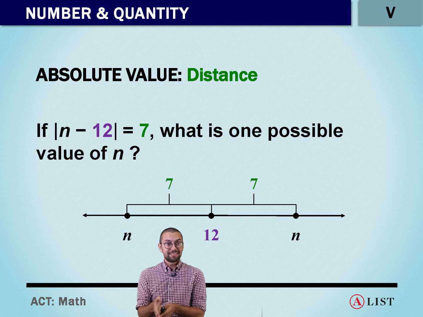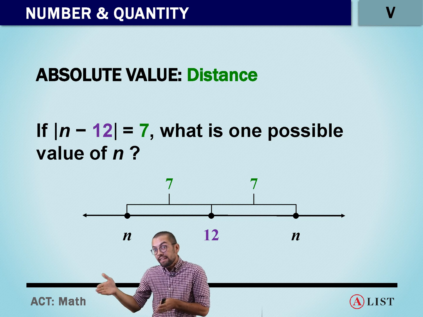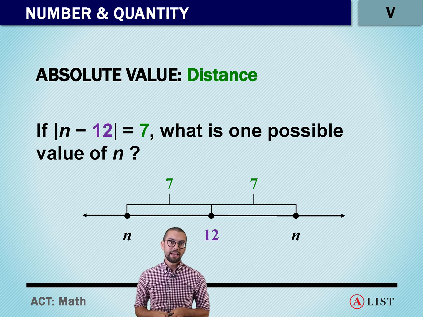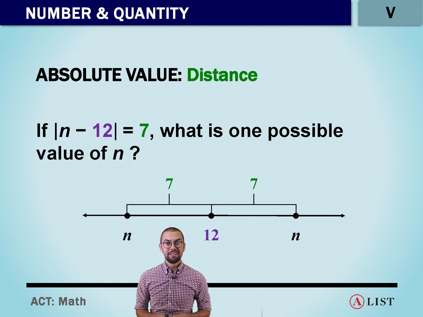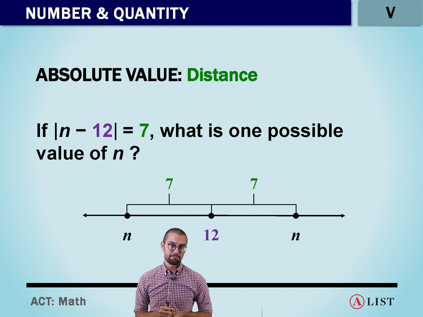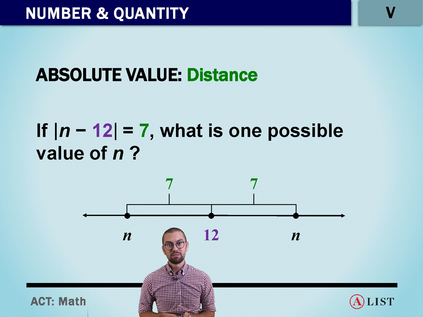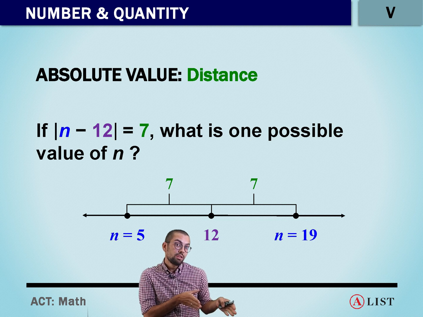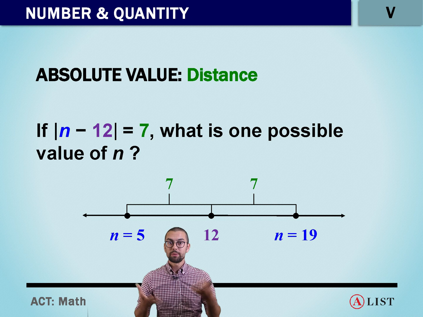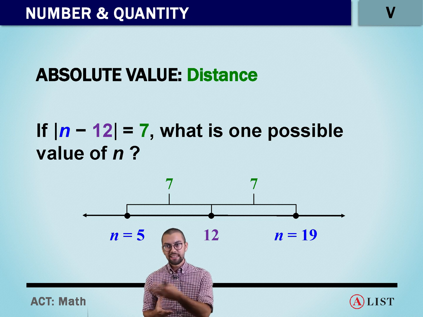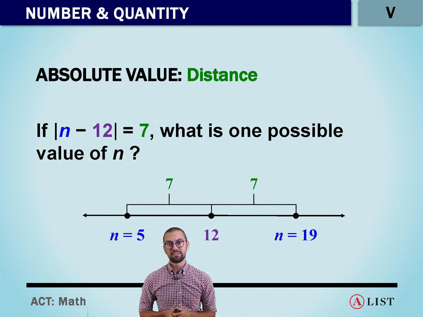So if I go 7 to the left, I'd be at n. If I go 7 to the right, I'd also be at n. And that makes it a little bit easier to think about from a visual standpoint. If I go 7 to the left of 12, we'll end up at 5. If I go 7 to the right of 12, we'll end up at 19. So we end up with the same two solutions, n equals 19 or n equals positive 5.